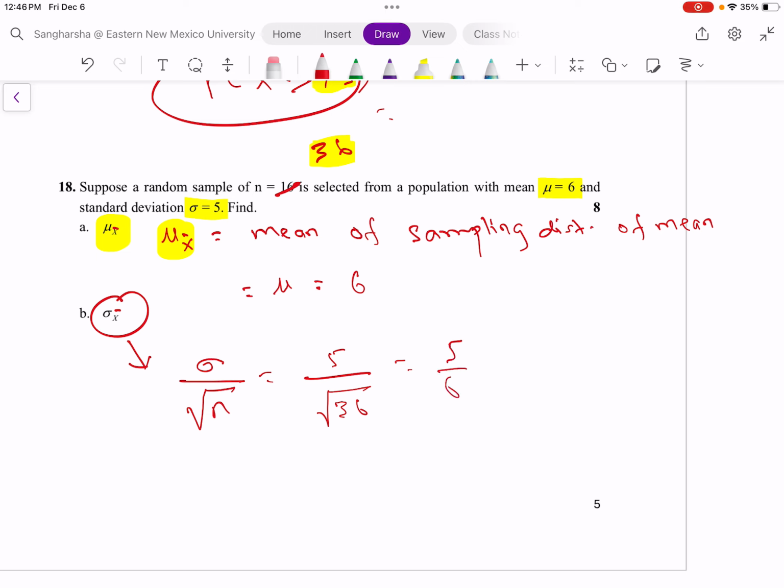In this case, make sure you are using these formulas. The formula will be given to you, but you should know where to use this one. Any question for number 18?